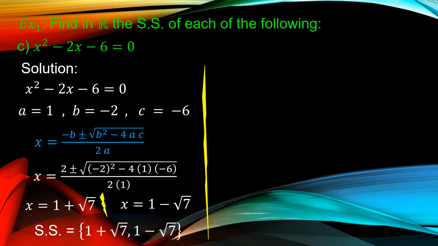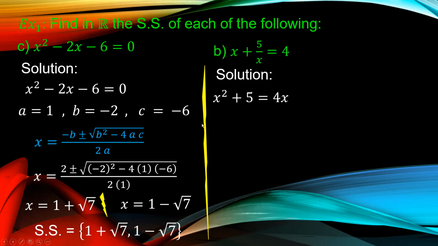Another one: if x plus 5 over x equals 4. The first step, write this equation in the standard form. I will multiply this equation by x. Here, x times x is x power 2, plus multiply 5 by x, it will be 5, and multiply 4 by x, it will be 4x. Then write it as a zero equation: x power 2 minus 4x plus 5 equals 0.